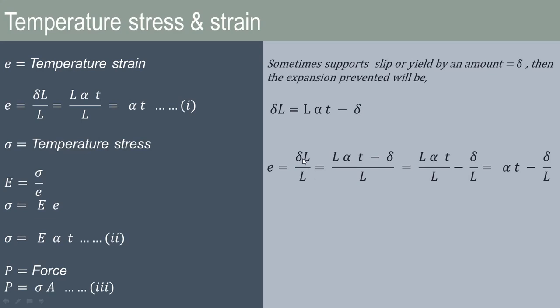In that case, you can calculate strain as delta L upon L, and the value of delta L is L alpha T minus delta. It is A minus B upon C, that is A upon C minus B upon C. So it is L alpha T divided by L minus delta upon L. Cancel out this L, so it is alpha T minus delta upon L. That will be the value of temperature strain if the support is shifting, yielding or slipping slightly. Capital E is written as it is, and this small e is alpha T minus delta upon L. That gives the value of temperature stress.